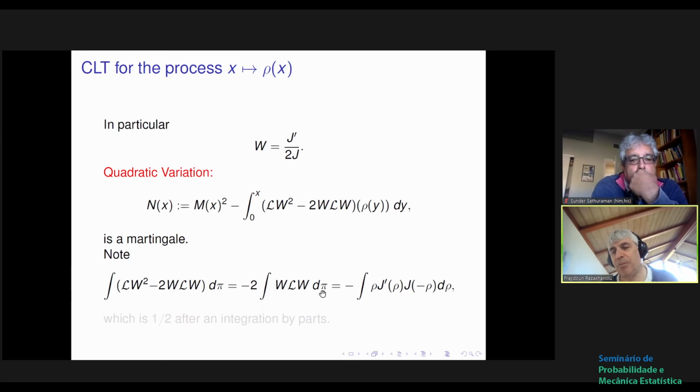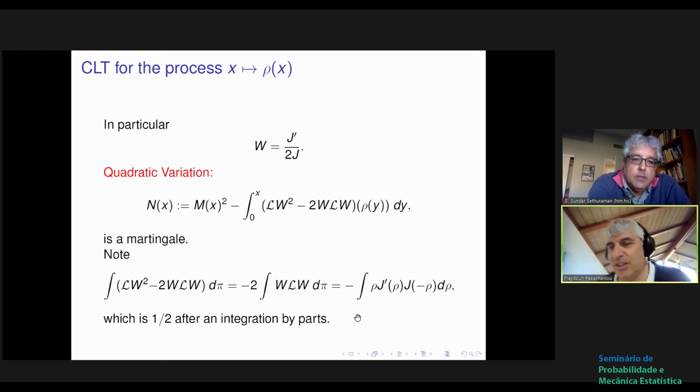Everything is explicit. The pi, the invariant measure, is explicit. It's the product of J and the negation of J of minus rho. Then the variance is given by this expression. You integrate by parts. You can solve this kernel. You derive a formula for it, and it turns out it's 1/2.